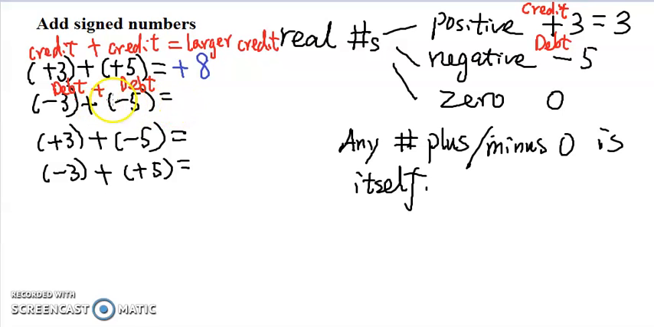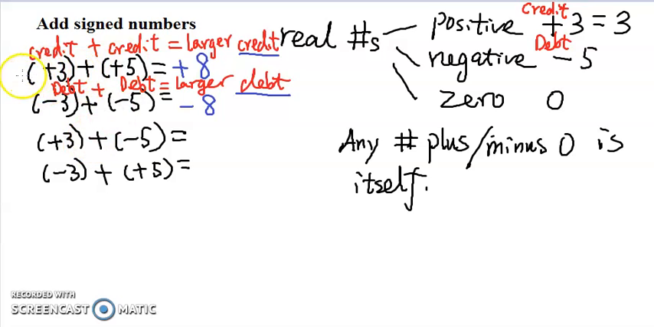When you add a debt and a debt, you're going to get a larger debt. To do that, we combine these two debts without the signs. You're dropping the signs, just thinking of this as $3 debt plus $5 debt. That's going to give us $8 debt. Because debt means negative, you're going to have to put a minus sign in front of it. If it's positive, that would be a credit.